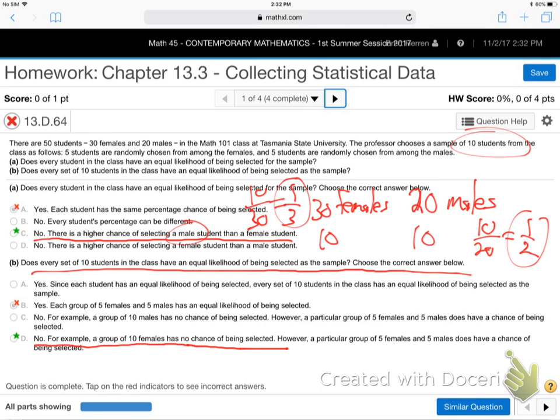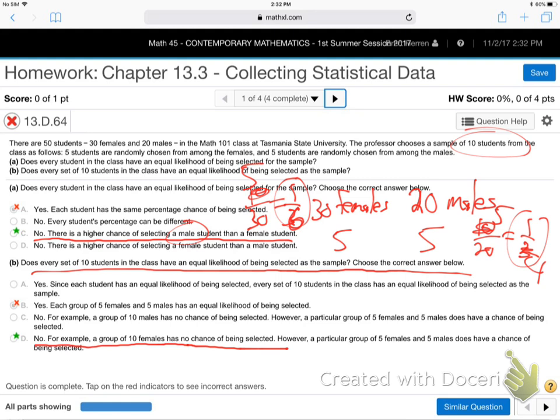Is he picking 10 or 5? Oh, 5 from each group, huh? I got confused. He's picking 5, but anyway, it's still the same. He's picking 5, so it's only 5. So you have a 1/6 chance if you're female, and 5/20, so that'd be 1/4 chance. But anyway, it's still the same result. He's only picking 10 total, 5 females, 5 males.